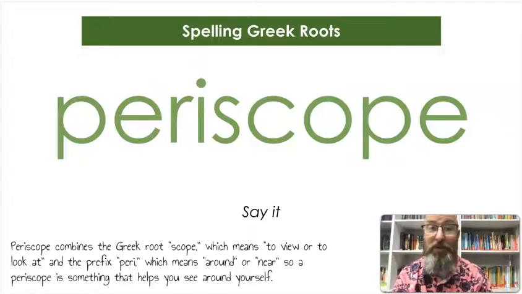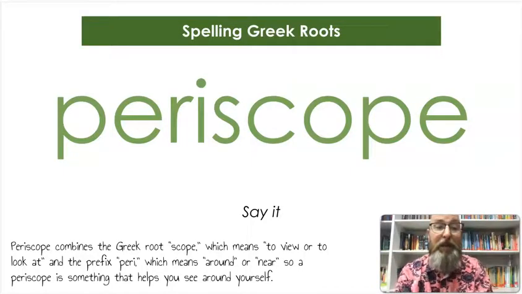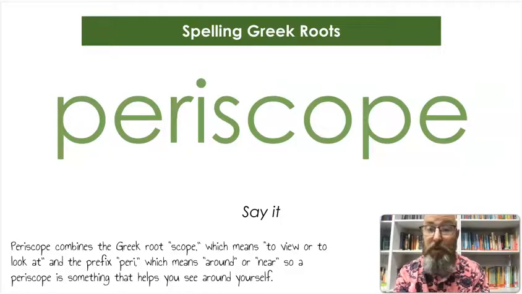Our next word is periscope. Say periscope. Periscope combines the Greek root scope, which means to view or to look at, and the prefix peri, which means around or near. So a periscope is something that helps you see around yourself.